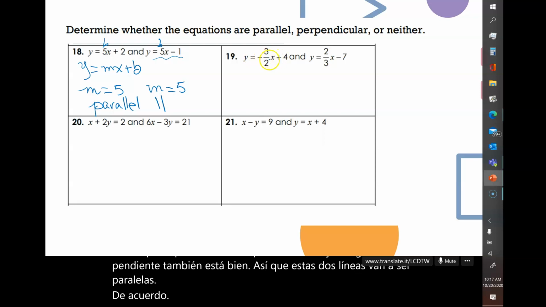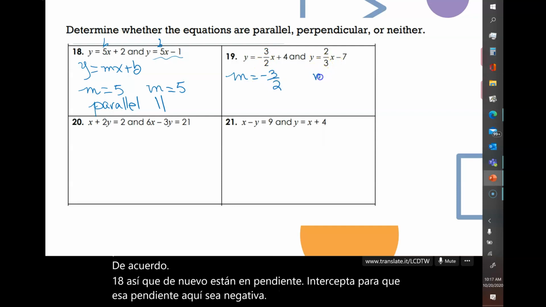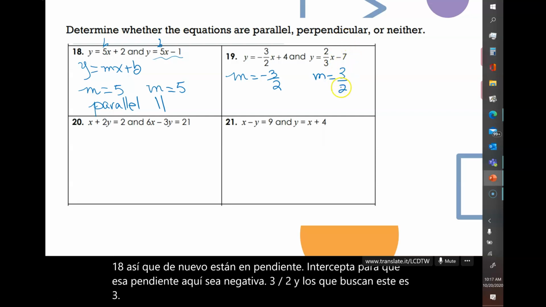Again, they are in slope-intercept form. So the slope here is negative 3 over 2. And the slope for this one is 3 over 2. And we can see, oh, I'm sorry, it's 2 over 3.